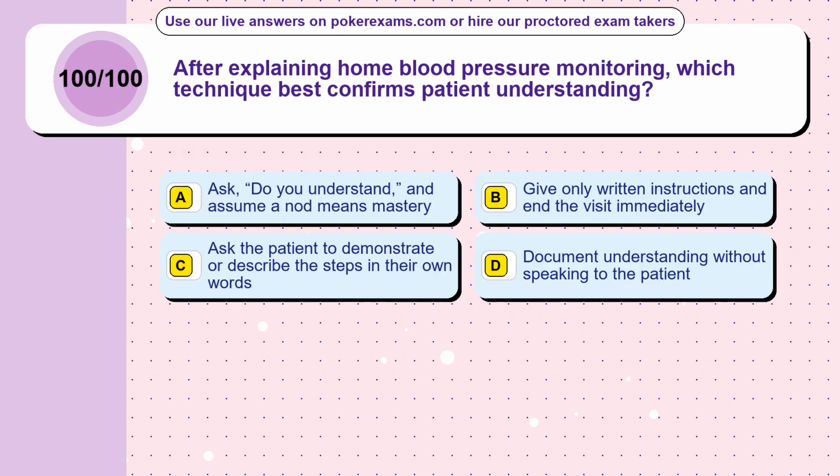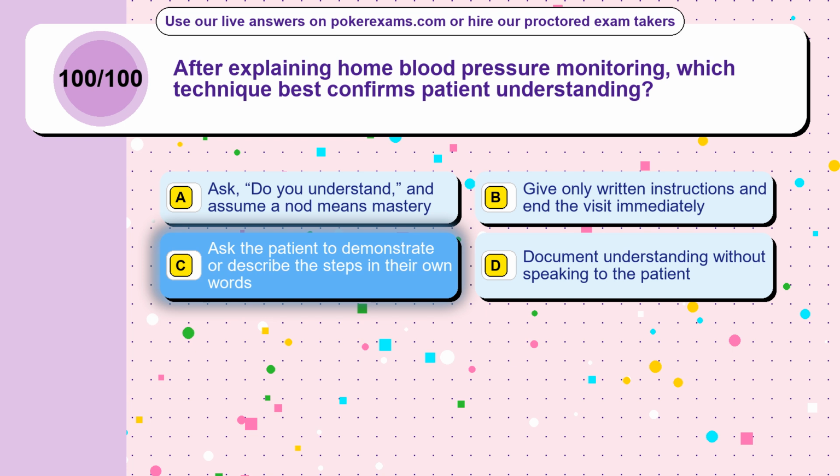Question 100. After explaining home blood pressure monitoring, which technique best confirms patient understanding? Option A. Ask, "Do you understand?" and assume a nod means mastery. Option B. Give only written instructions and end the visit immediately. Option C. Ask the patient to demonstrate or describe the steps in their own words. Option D. Document understanding without speaking to the patient. The correct answer is option C.